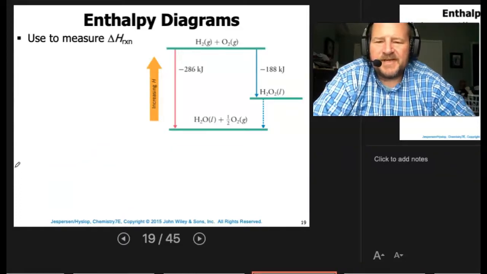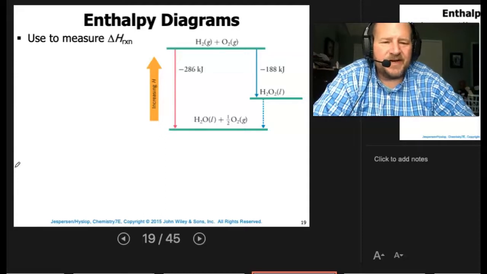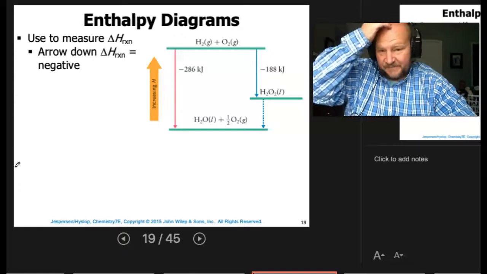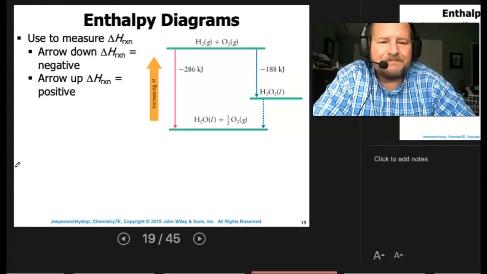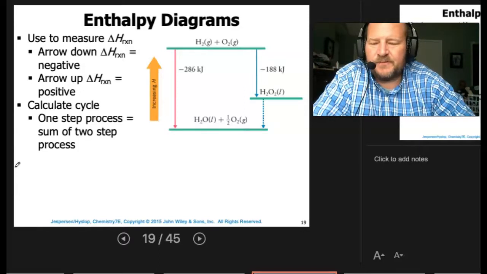A lot of times you'll see these whenever we're trying to measure delta H. So in other words, we can look at reactions that we can't actually recreate in the lab by looking at enthalpy diagrams. So arrow down delta H reaction means negative. Arrow up means that it's positive. Okay. So we can then calculate based on the cycle. So 1-step process, the sum of the 2 steps.